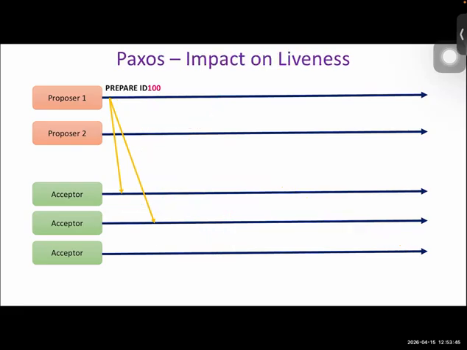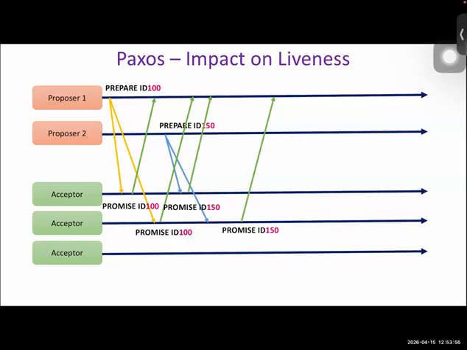Now the impact on liveness. Suppose prepare ID 100 is promised, and prepare ID 150 is also promised. How will it be added? For the first one, the promise ID 100 is added. The second one, 150, will be added. So that is the liveness. Eventually it keeps growing as the new ones are accepted, so there is no termination guarantee in PAXOS here.